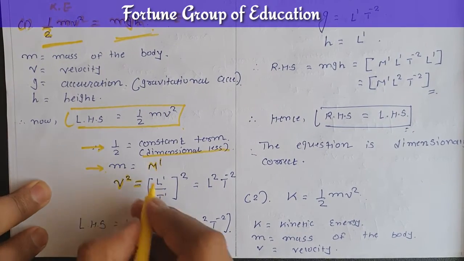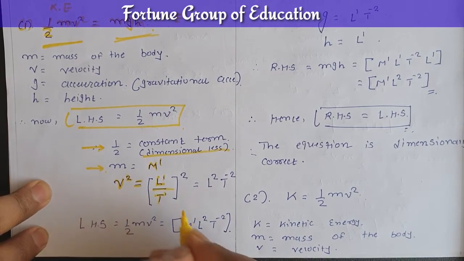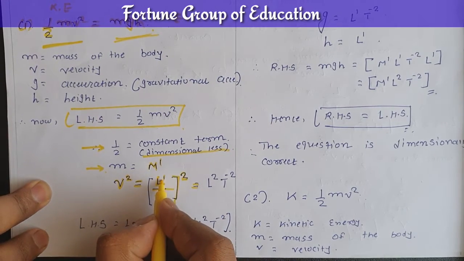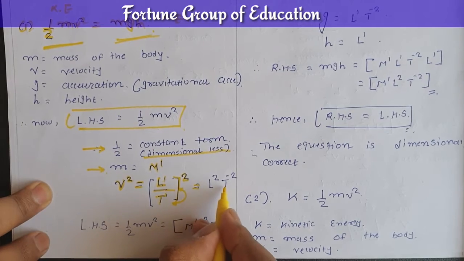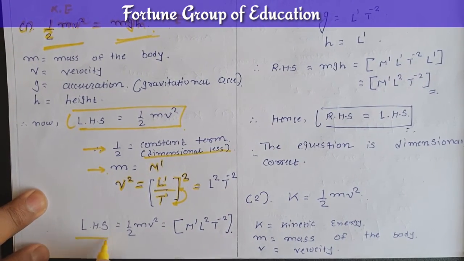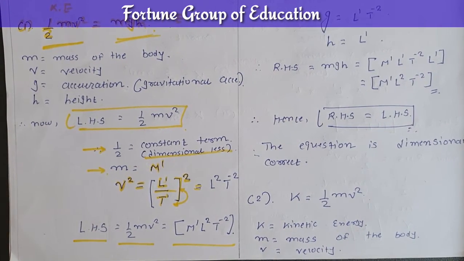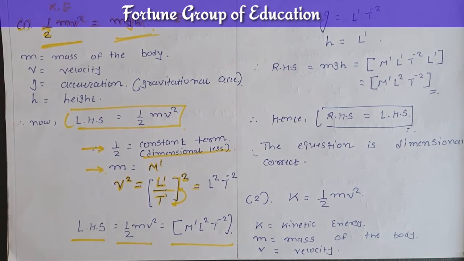Velocity is displacement upon time. Displacement we indicate as L to the power 1 upon time T to the power 1, and the whole is raised to the power of 2. So we can write it as L to the power 2, and this time goes to the numerator, so T raised to the power of -2. For the LHS, 1/2 mv square, the dimensional formula of this term is M1 L2 T-2, and this is also the dimension formula of energy. So whether it is potential energy or kinetic energy, our dimension formula is this.